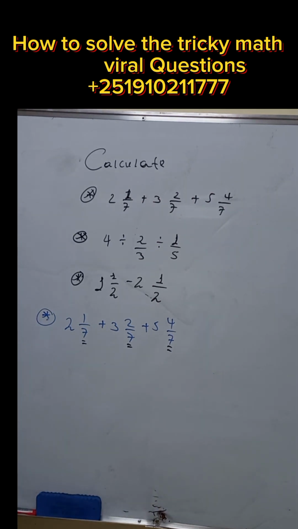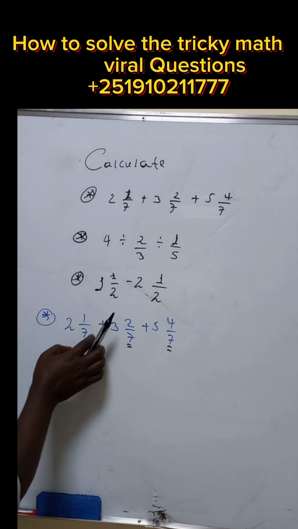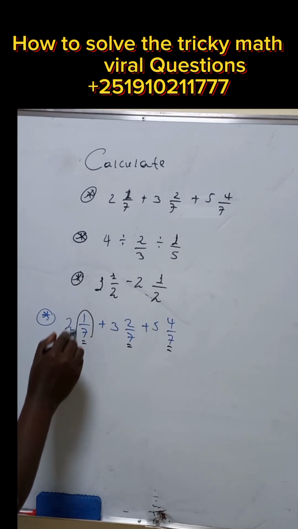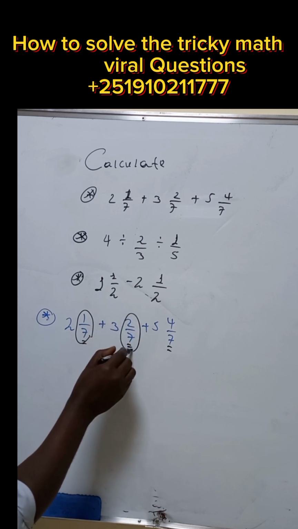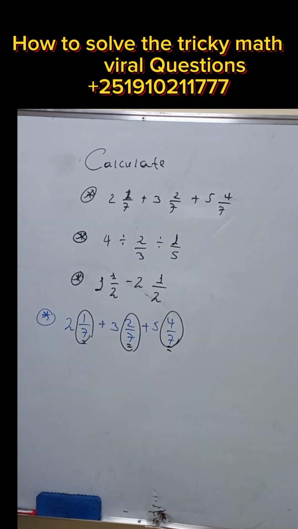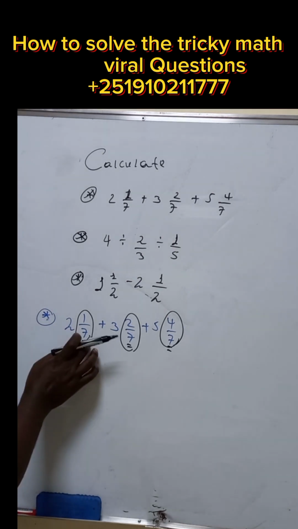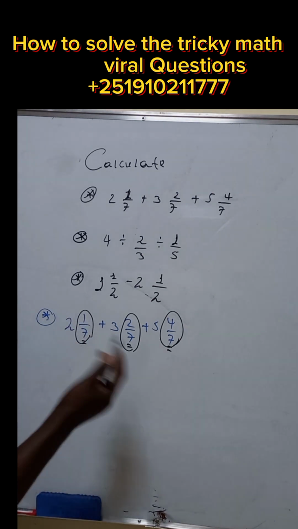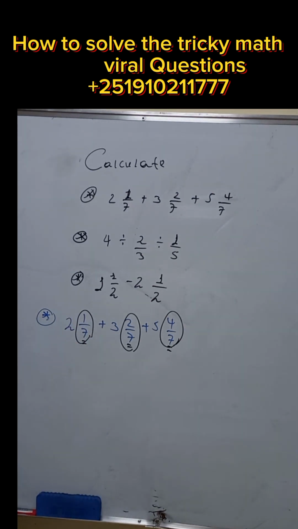Since the denominator is the same, these are proper fractions: this is proper, this is proper, and this is again a proper fraction. You know the types of fractions. There are 3 types of fractions: proper, mixed, and improper fractions. So these are proper, and as a whole, this is mixed. How are we going to determine the sum of these mixed fractions?